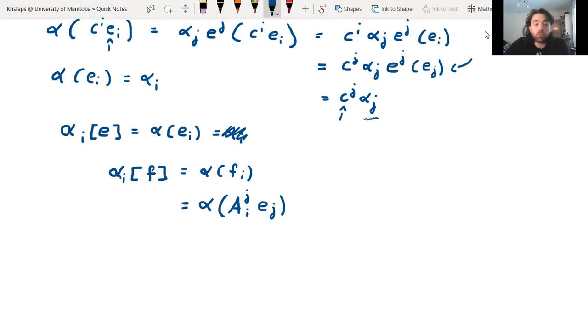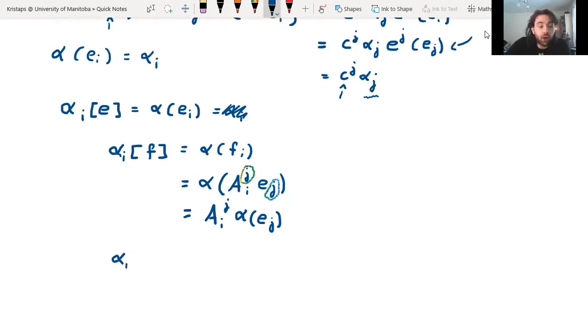But alpha, remember, we're assuming is a linear functional. So that means that alpha distributes through the sum. And we have a sum because you can see that we have an upper j and a lower j by the Einstein summation convention. So this is really A, lower i, upper j, multiplied by alpha evaluated at E sub j.